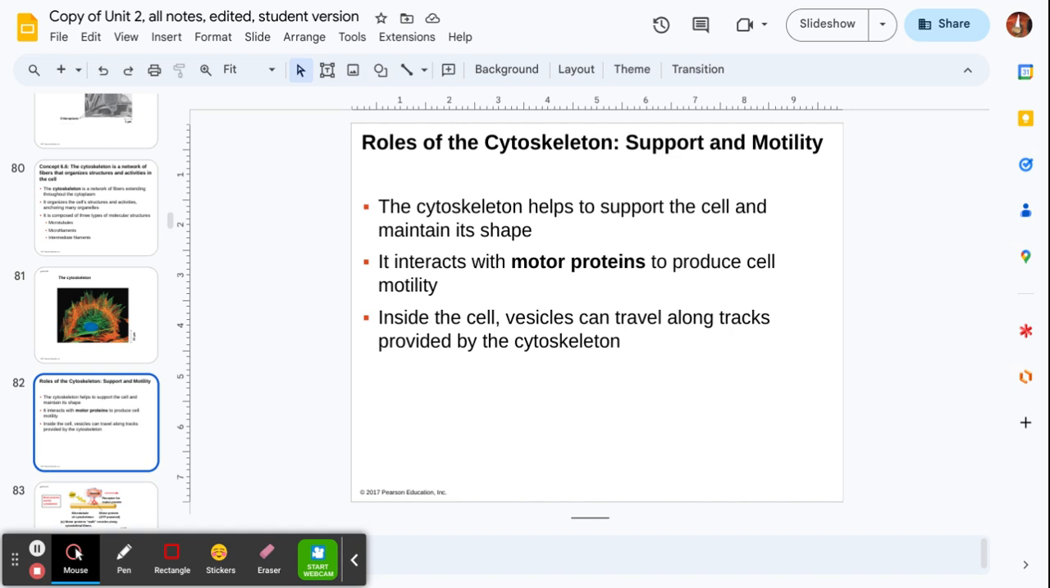Okay, the cytoskeleton helps to support the cell and give it its shape so that it doesn't collapse. It also interacts with motor proteins so that the cell can move around. That can be both moving around externally, in its environment, and inside the cell, where there are cytoskeleton proteins that will actually help things move from one position to another. There are these little vesicles, which are actually kind of cute, that will move along the tracks set down by the cytoskeleton.